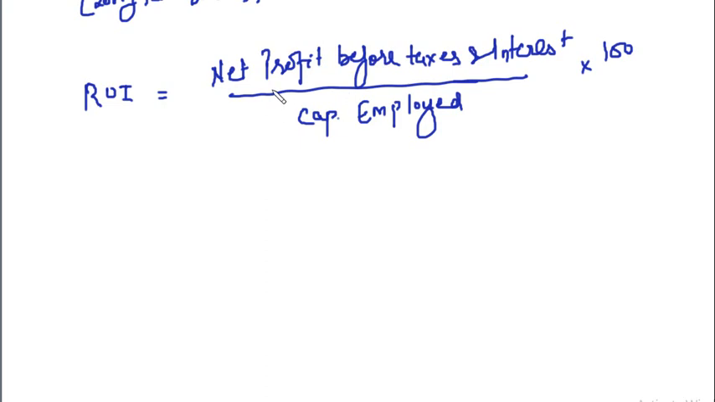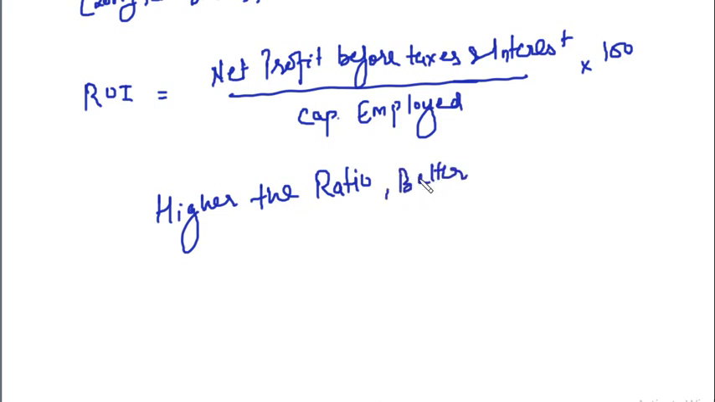So higher the net profit, the better it is. Therefore, higher the ratio. Higher the ratio means higher return on your capital employed. Higher the ratio, better it is. Clear? So this is your return on investment or return on capital employed ratio. Net profit before taxes and interest divided by capital employed.